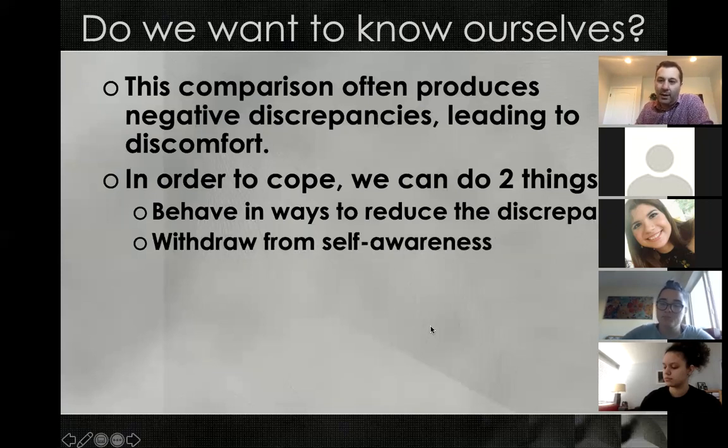A second way that we can cope with things is that we can simply withdraw from self-awareness. I mean, after all, it's the mirror that caused you to enter that state of self-awareness in the first place. So maybe you don't want to reduce the discrepancy, or maybe you just don't know how to reduce the discrepancy. And so what you do is you stop looking at yourself in the mirror.